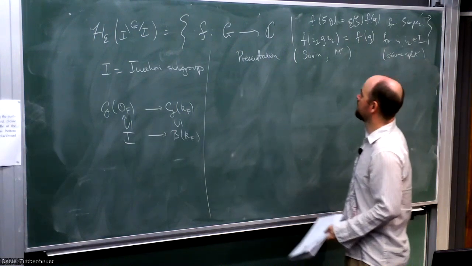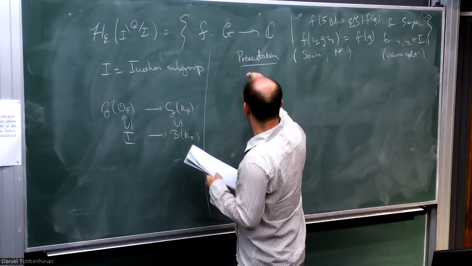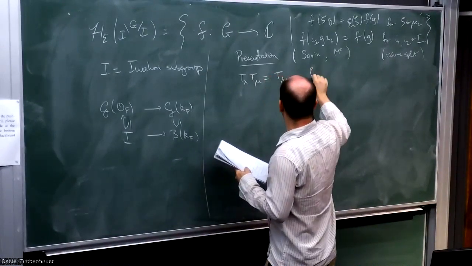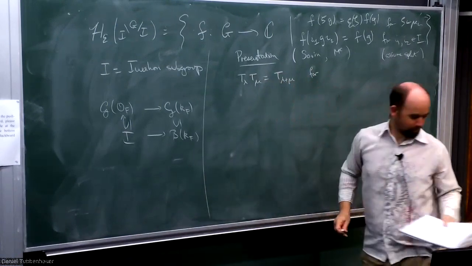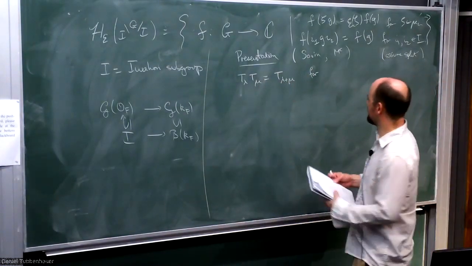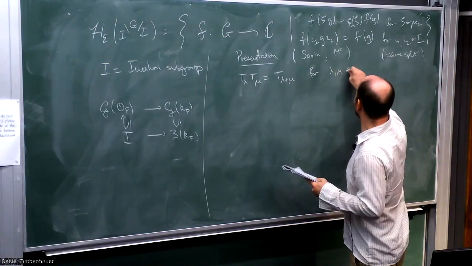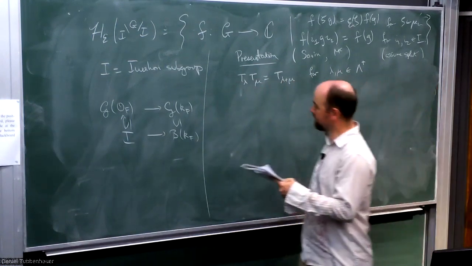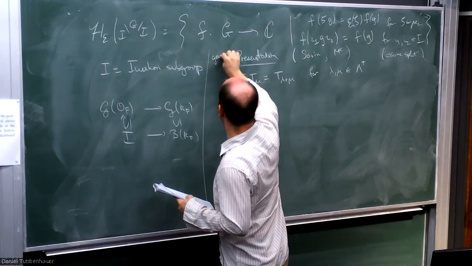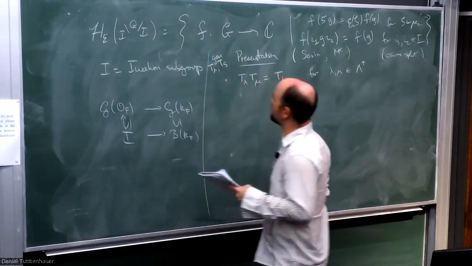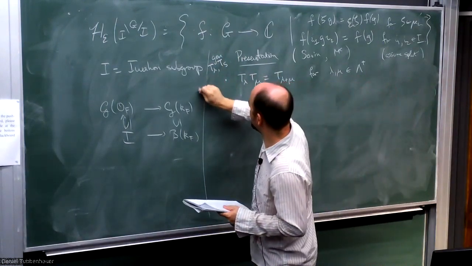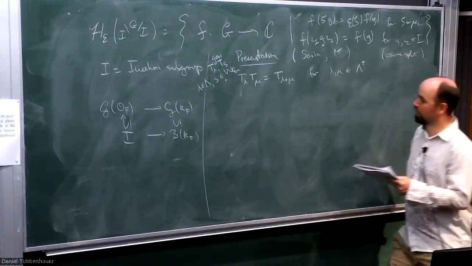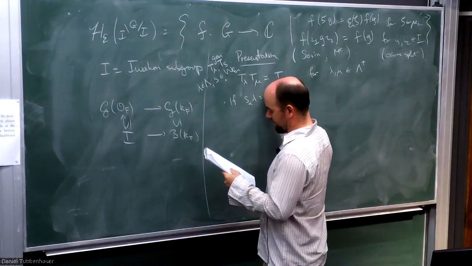So the presentation is as follows. It's generated by a bunch of things. I think the generators will be obvious. I'll write down the relations. So this lattice is now the same lattice that I had over here. Those generators, let's say, some t_lambda and some t_s, where the lambda are in the lattice, and s are in the finite Weyl group.